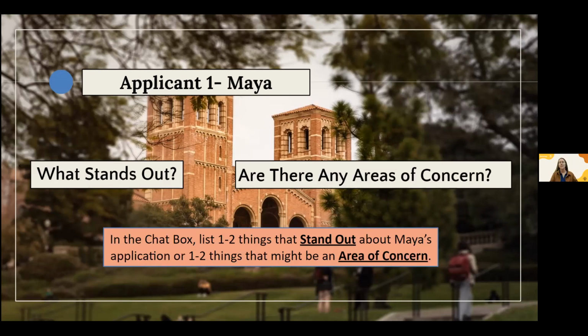I'll give you all 30 seconds or a minute to think about what are some qualities that you think really make Maya stand out. So we'll give you all a little bit of time to chat. Just listen in the chat as you feel. All right, I'm just reading through.